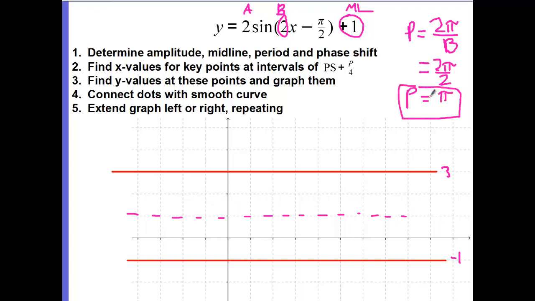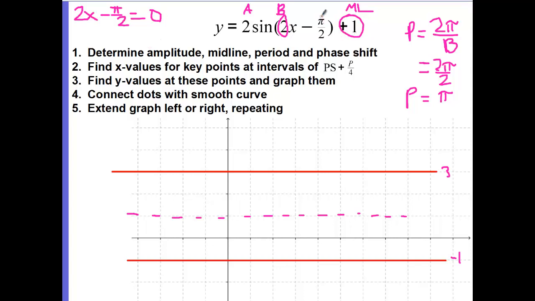Instead of 2 pi, it's going to be pi. It's twice as busy as the regular sine function. Now we need to find the phase shift. The phase shift is what we get by taking this whole section here and setting it equal to 0: 2x minus pi over 2 equals 0, and solve that for x.